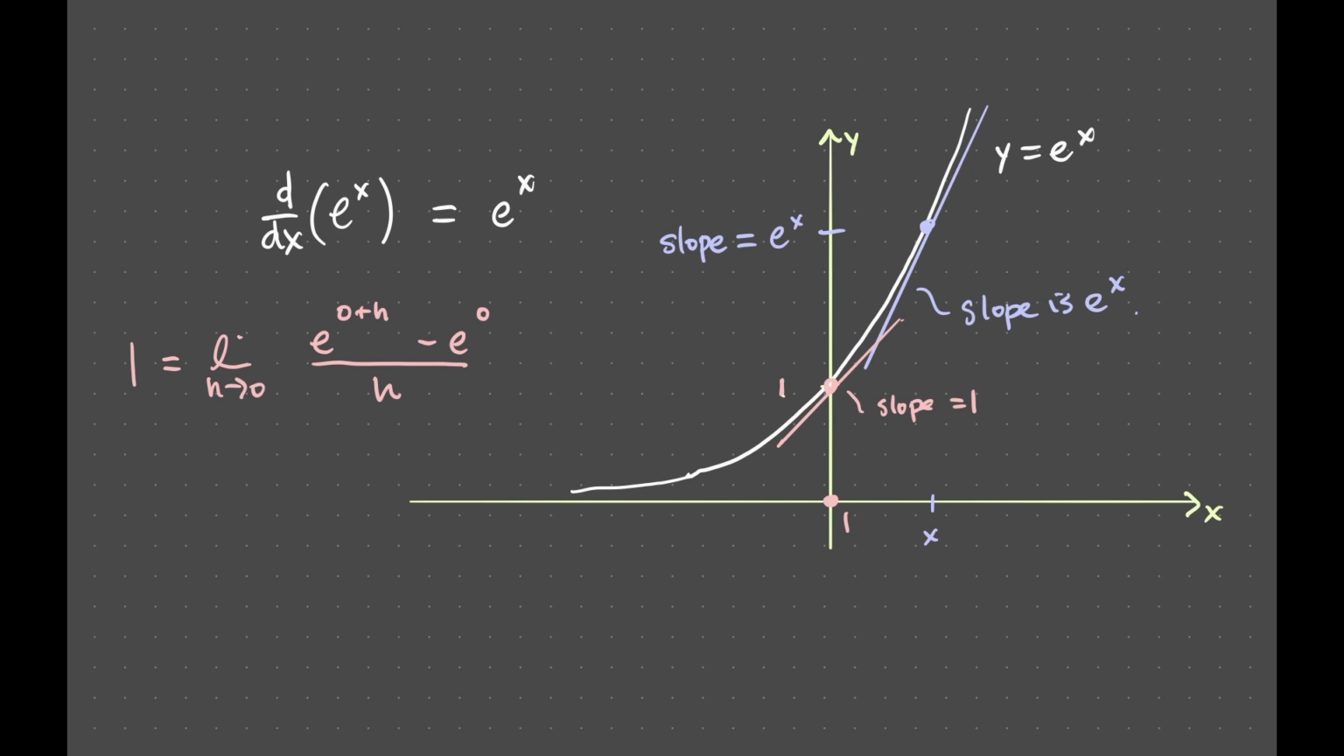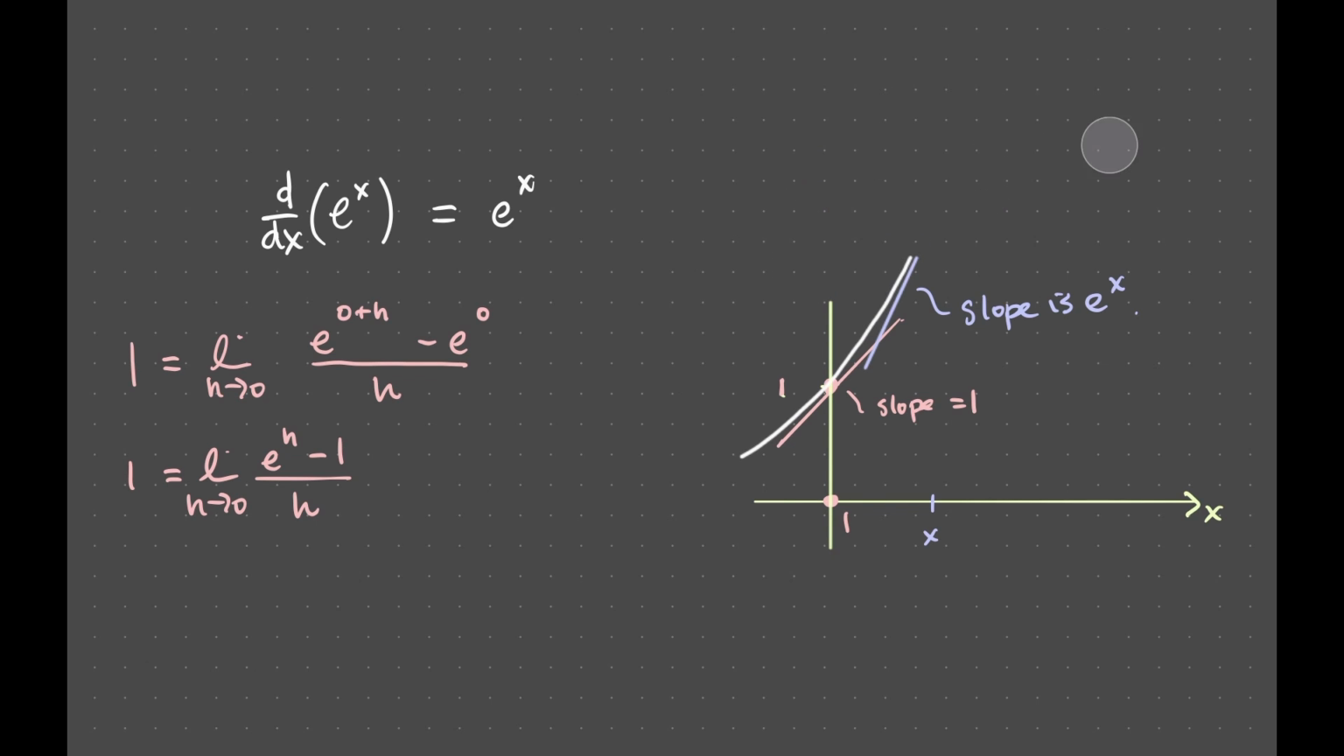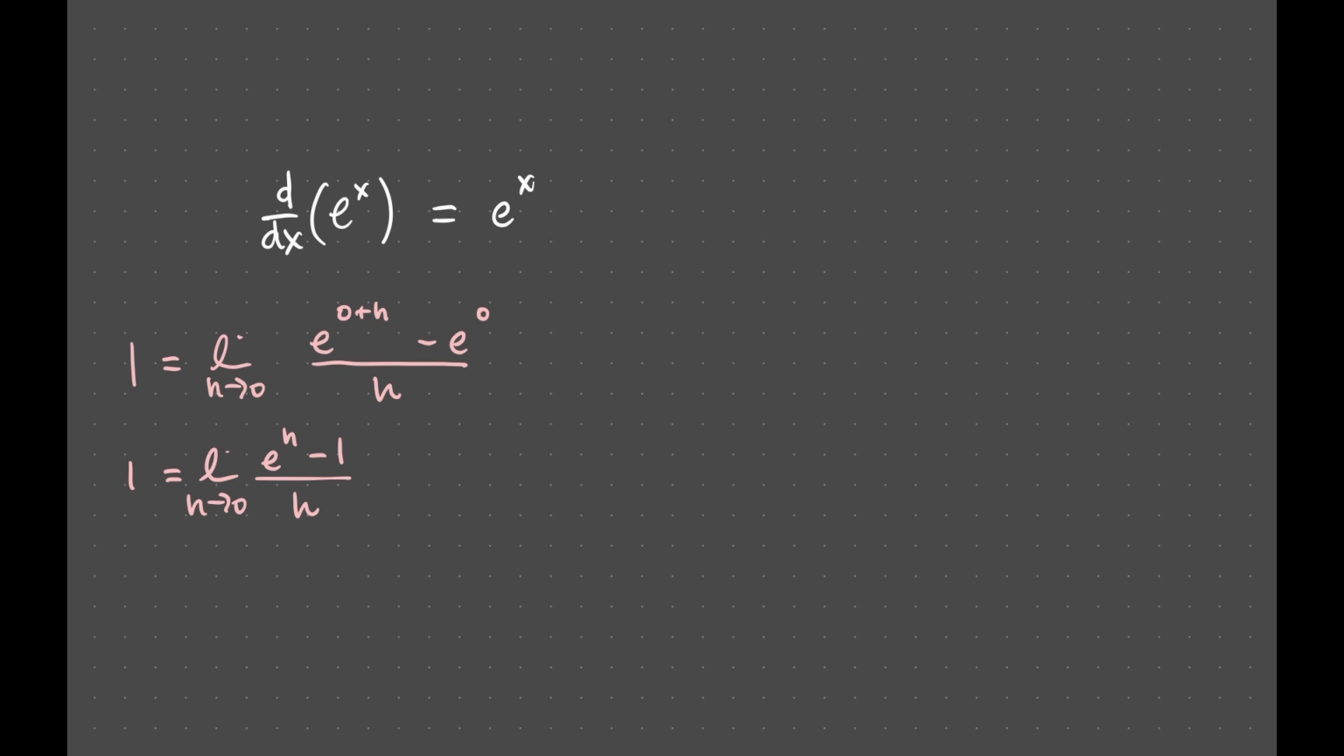Using the definition involving the limit then, the derivative at x equals 0 can be written as the limit as h goes to 0 of the quantity e to the 0 plus h minus e to the 0 all over h. Since e to the 0 is just 1, this difference quotient just becomes e to the h minus 1 all over h. What this means is therefore that our definition of e as that unique base which has slope 1 at the y-intercept implies that this limit on the right is equal to 1.